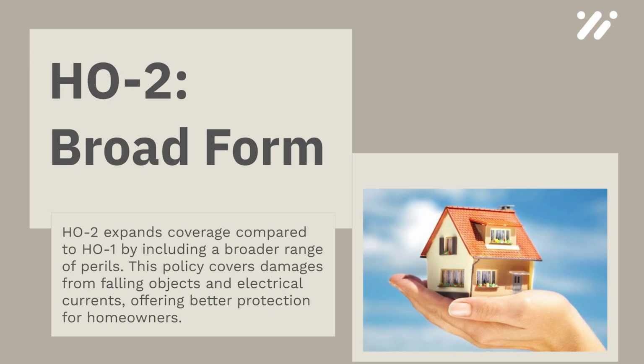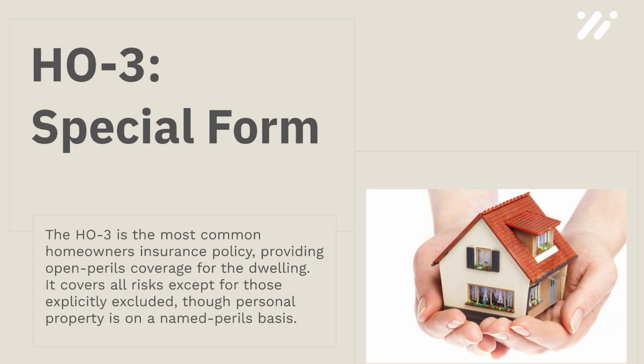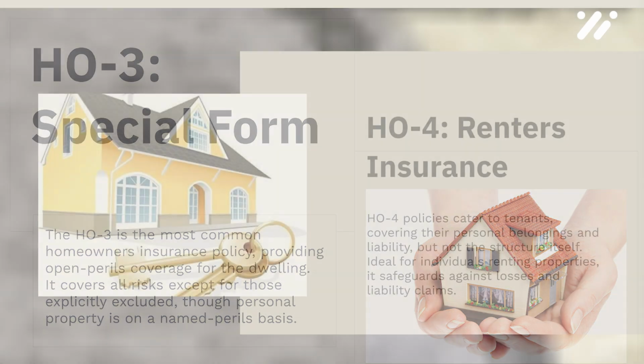Next is HO2, which is the broad form. It covers a broader range of perils, including those in HO1, plus additional risks like falling objects or damage from electrical currents. HO3, which is the special form. This is the most common type of homeowners insurance. It offers open perils coverage for the dwelling, meaning it covers all risks except those explicitly excluded. Also, personal property is covered on a named perils basis.